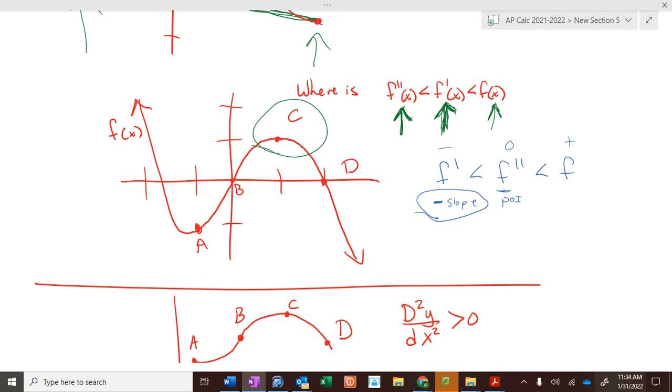Okay? If it's positive, it's an increasing slope. If it's zero, it's a max or a min. If it's negative, it's a decreasing slope for the first derivative. There's no numbers. You've got to really think through this. Because if it's concave down, it's a max. If it's concave up, it's a min.